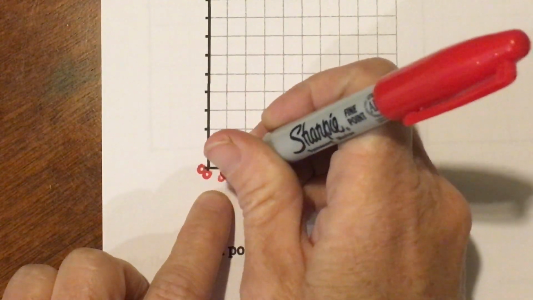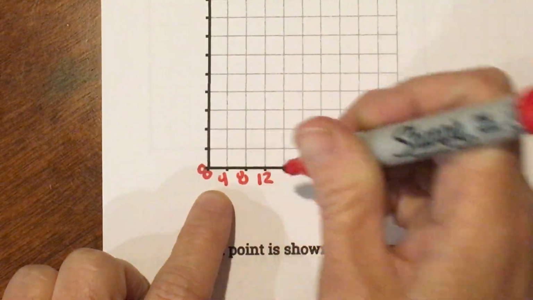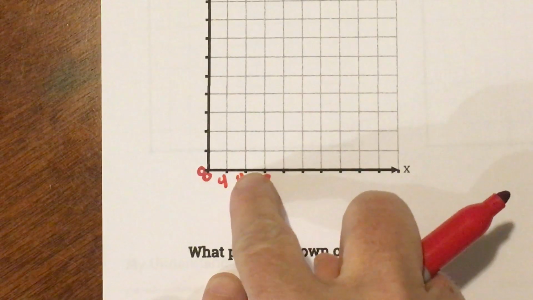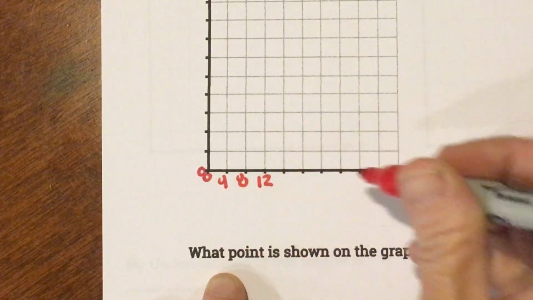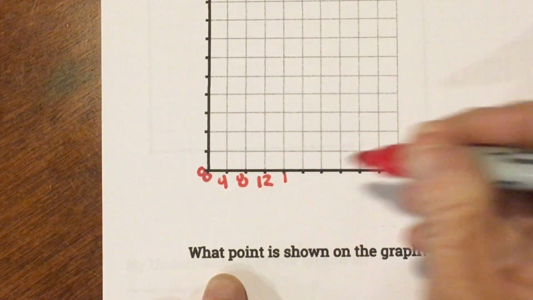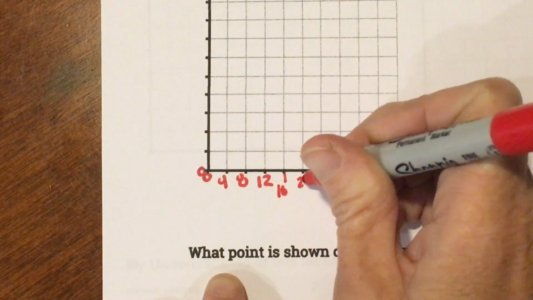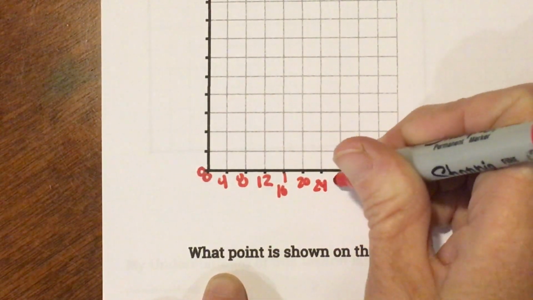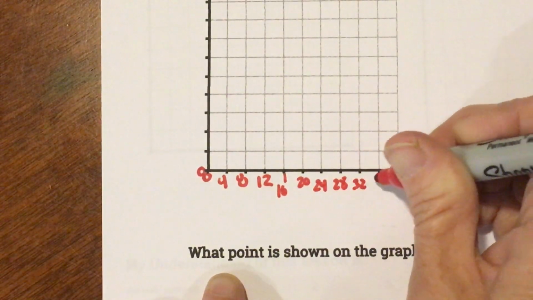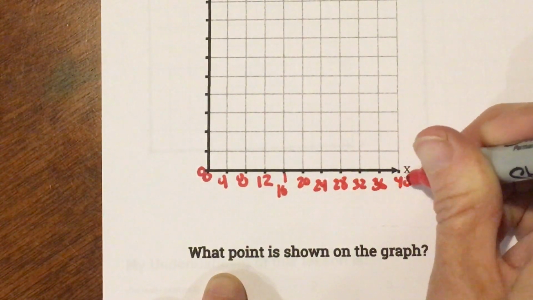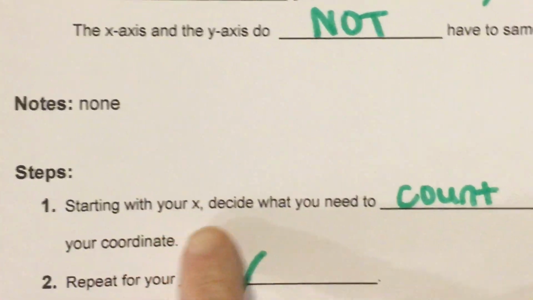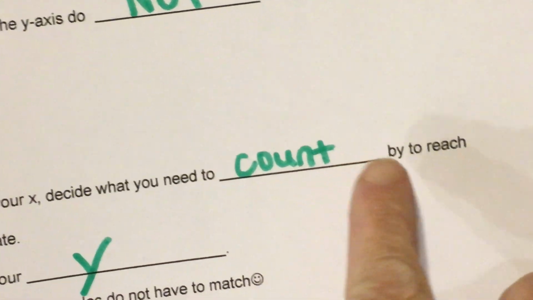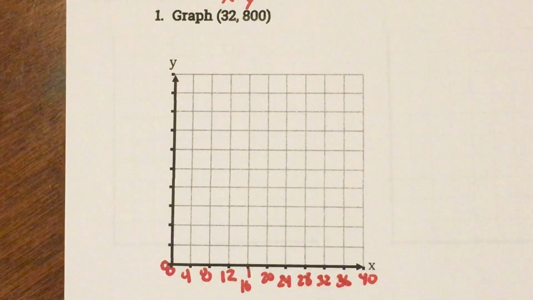So I have 0, 4, 8, 12. Notice where I'm putting my numbers. Not under the box, but under the little dash. That's where it goes. It should be right under that. 16, 20, 24, 28, 32, 36, and 40. So that was step one. In step one, I started with my X and decided I needed to count by 4s to reach my coordinate of 32. Okay, let's look at my Y.